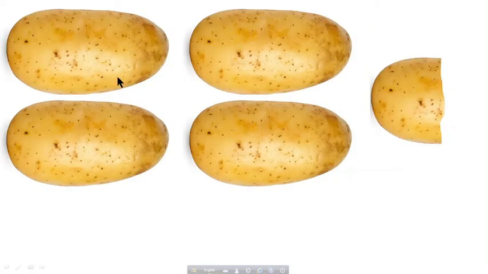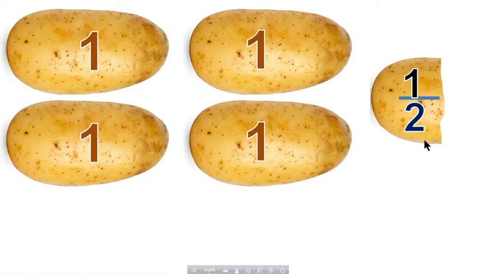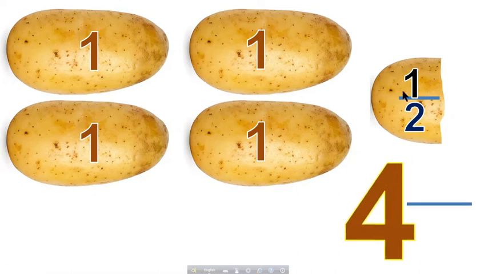Here in the potato image, we can see 4 full potatoes: 1, 1, 1 and 1. So these 4 are integers, full potatoes, and here is a half potato. So we have got the fraction: 4 integer 1 by 2.